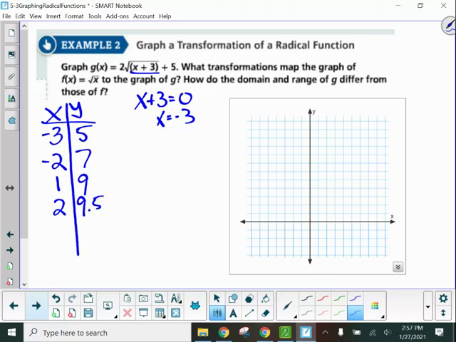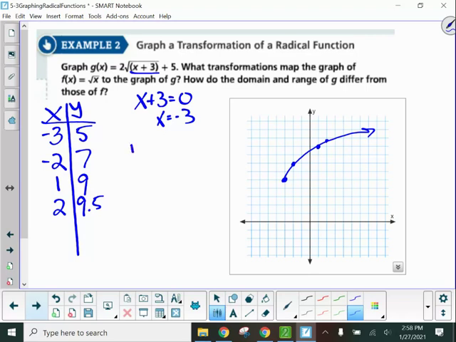So negative 3, 5 is where I'm starting. Then I have negative 2, 7, so I'm a little steep there. And then I go up to 1, 9, and then 2 is going to be about 9.5. So I'm coming up. Notice I am stretching this out in the vertical. It is getting rather steep here.